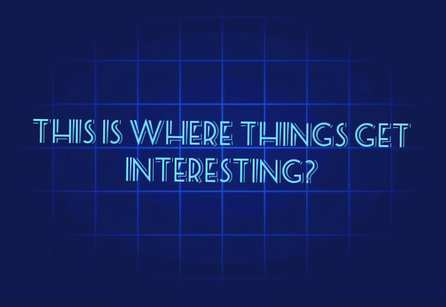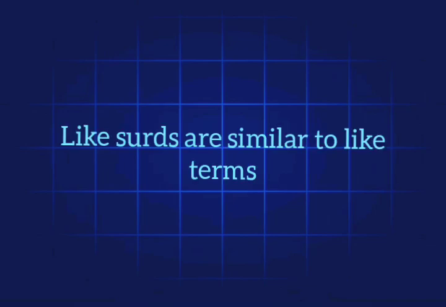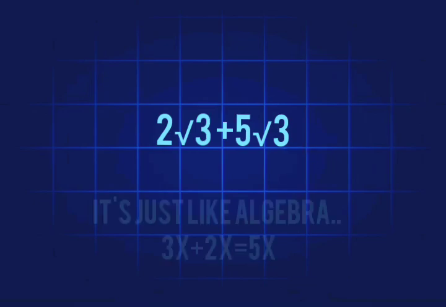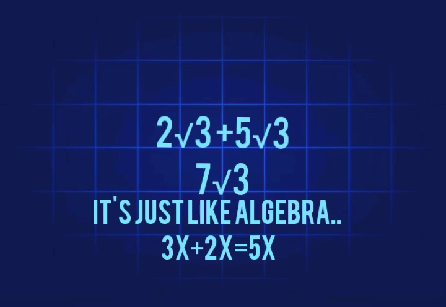Now, here's where things get interesting. We can add surds together, yes, but only when they are like surds. For example, suppose we have 2 times the square root of 3 plus 5 times the square root of 3. Because both terms contain the same square root of 3, we can combine them. Just kind of the same way we use variables. 3x plus 2x is equal to 5x. So that's going to be 2 plus 5, which gives us 7. So the answer is 7 times the square root of 3. It's very similar to collecting like terms in algebra.